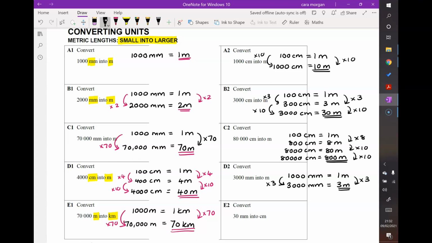And lastly, we've got millimetres and centimetres. And if I just remember that I've got 10 millimetres in every 1 centimetre, then 30 millimetres is just 3 times as big.